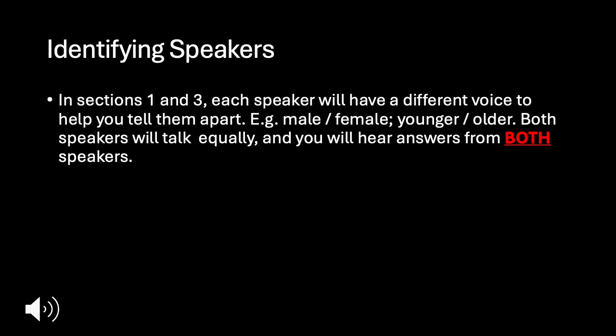To make it easier to distinguish between the speakers in sections 1 and 3, each will have a distinct voice. For example, younger, older, male, female. You will hear responses from both speakers, and both will speak in equal measure. One person typically has to obtain information from the other in section 1.